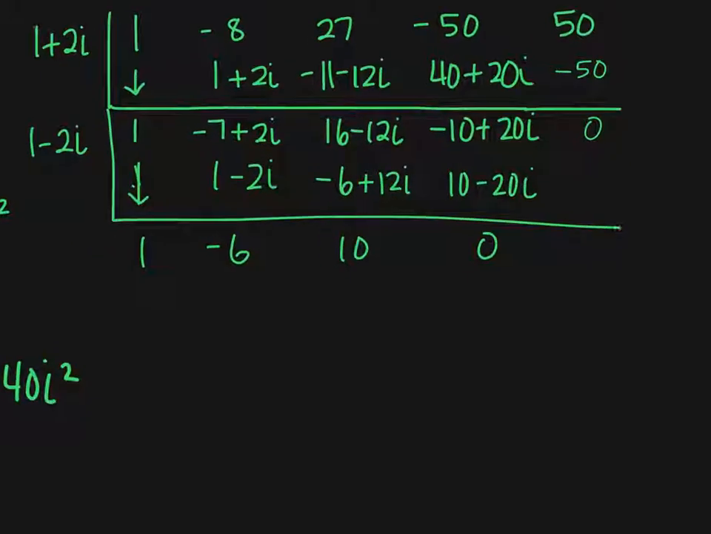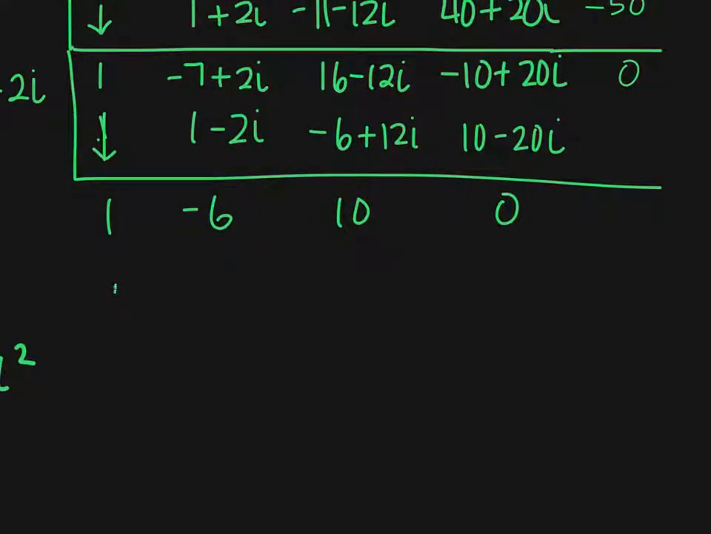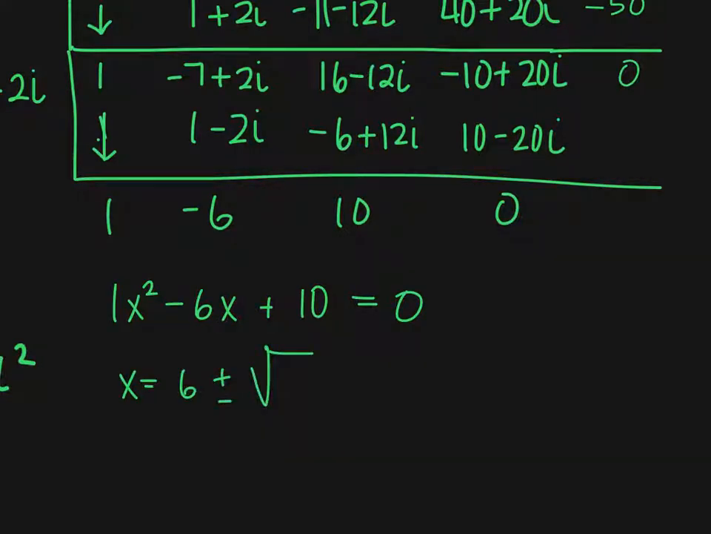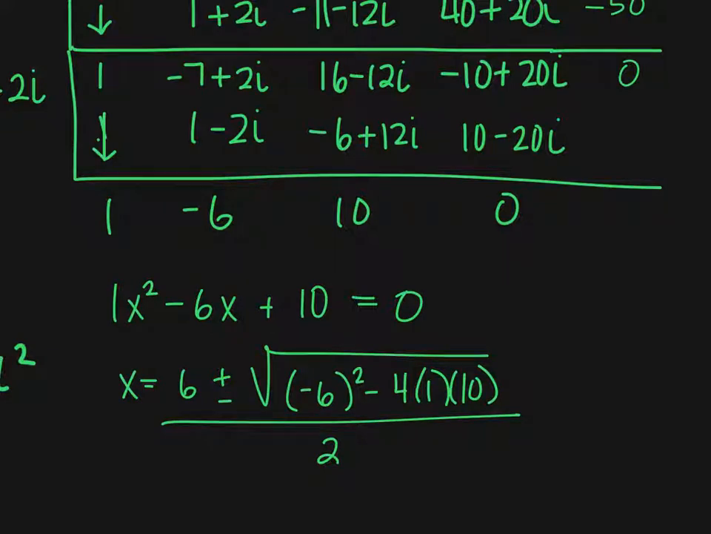So we reattach our variables, and we've got 1x squared minus 6x plus 10. That's set equal to 0. So how can I go from here to my last two zeros? Quadratic formula. Okay, so I'm going to have x equals negative b plus or minus the square root of b squared minus 4ac all over 2a. And then you'll simplify from there.